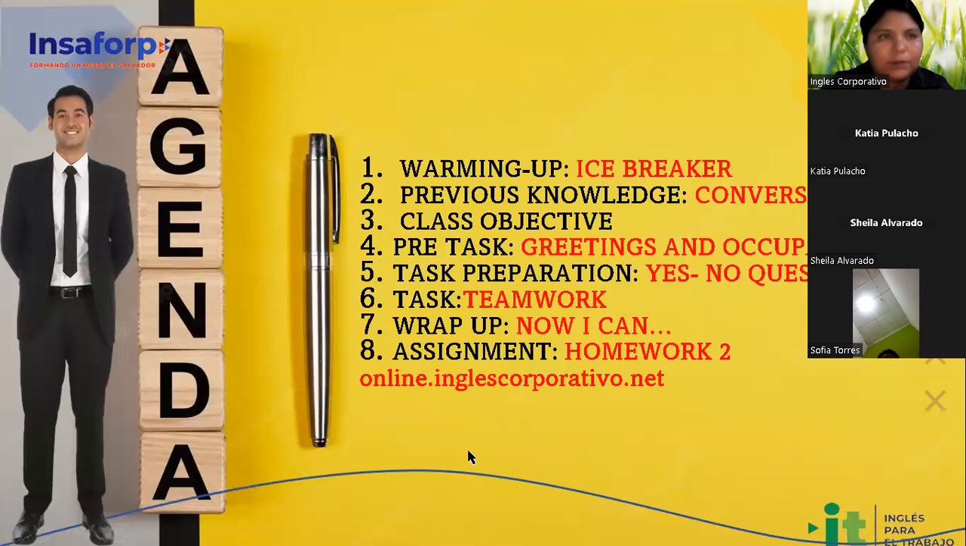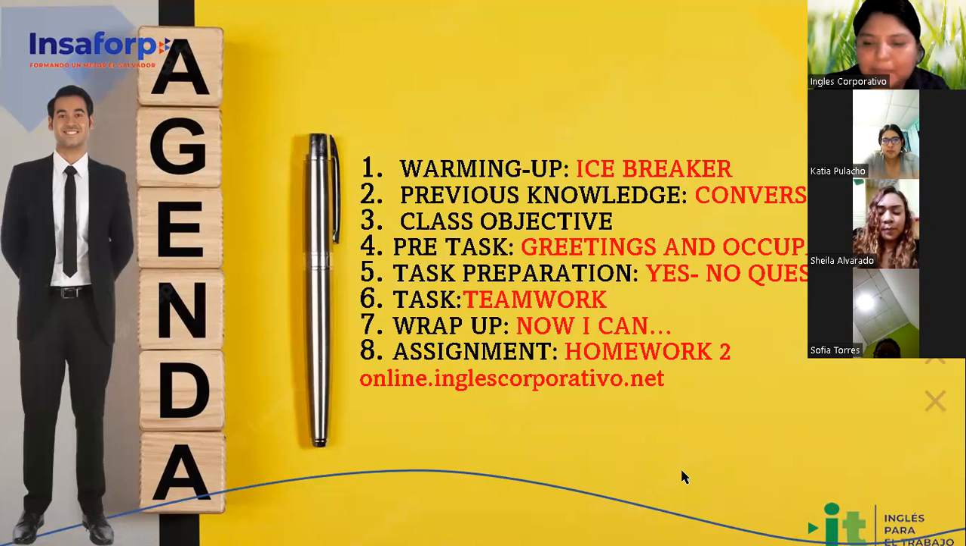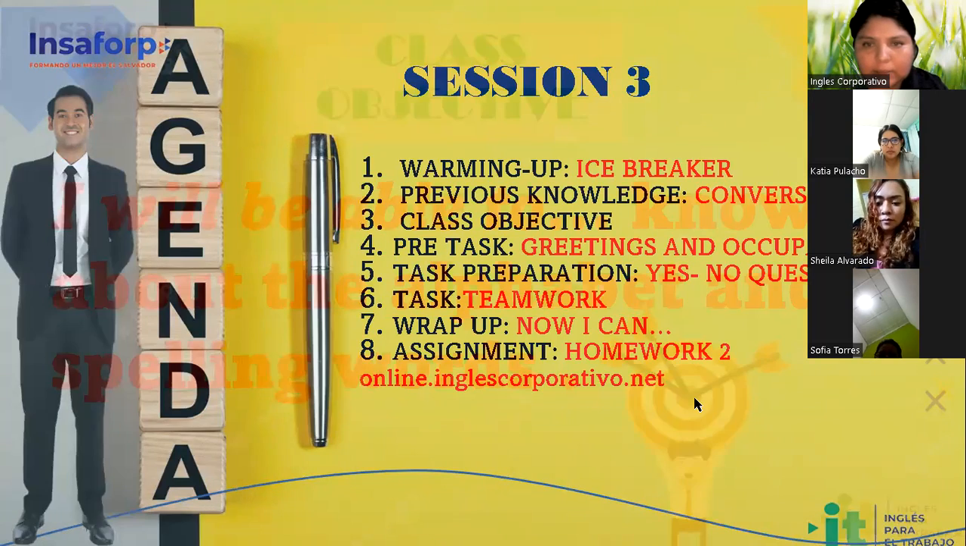We're going to start with our class number 3: warming up, icebreaker, previous knowledge. We're going to have a conversation and we have some pre-tasks related to greetings and occupations. Besides that, we're going to be checking yes, no questions. And in addition, in today's lesson, we're going to be checking the alphabet. That's basically what we're going to be doing today.